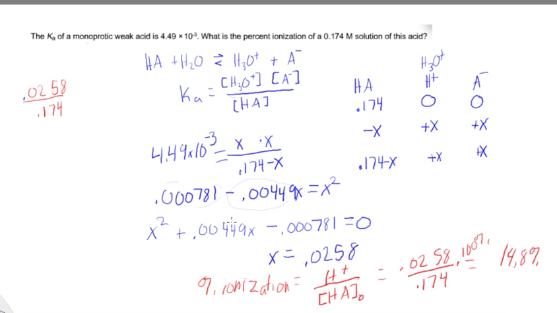Okay, and what I was saying on the side note is 14.8% is much bigger than 5%, and because it's much bigger, I can't ignore this. Okay, so the two things are related. This is the answer you're looking for. Because this is greater than 5%, we can't just ignore the x.